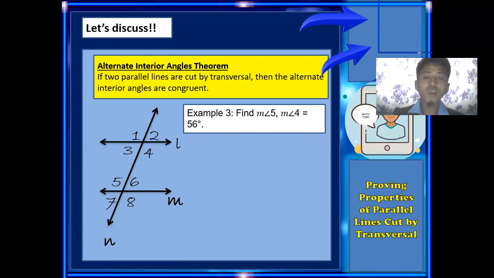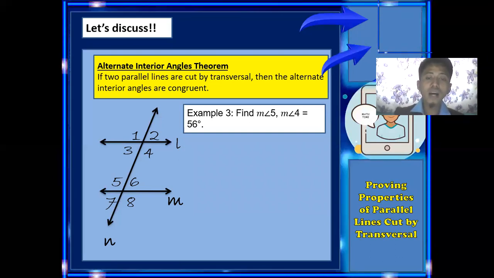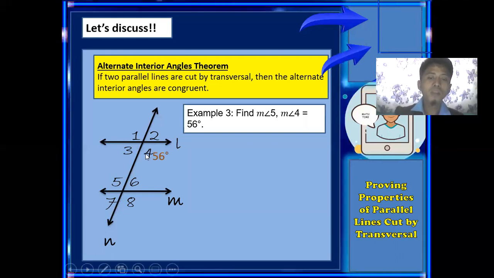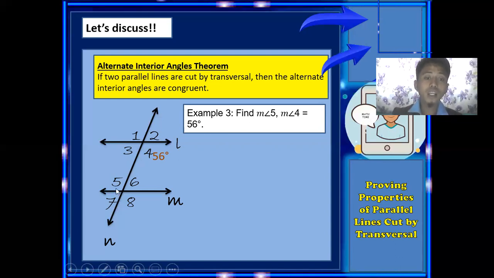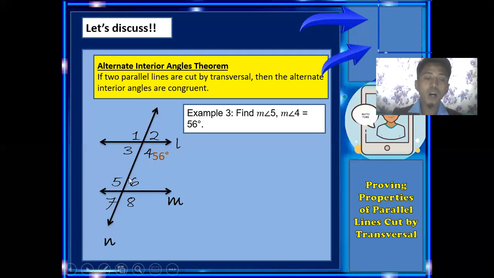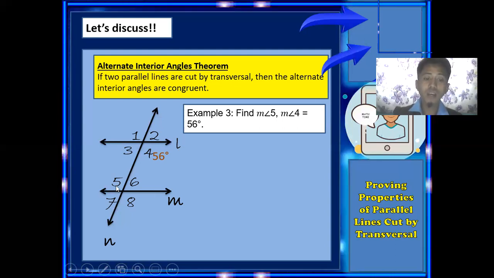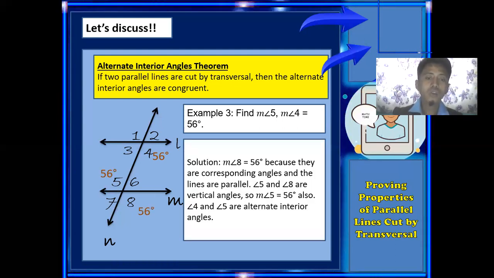So example number 3: find the measurement of angle 5 if the measurement of angle 4 is 56 degrees. Where is angle 4 here? Angle 4 is 56 degrees, and where is angle 5 here? Obviously, 4 and 5 are alternate, and at the same time they are interior angles. So angle 4 and angle 5 are alternate interior angles. Therefore, based on the alternate interior angles theorem, their measurements are the same or congruent. If angle 4 is 56, therefore angle 5 is also 56 degrees. Okay? So did you get this part?